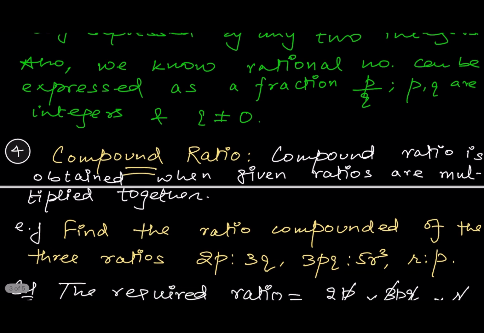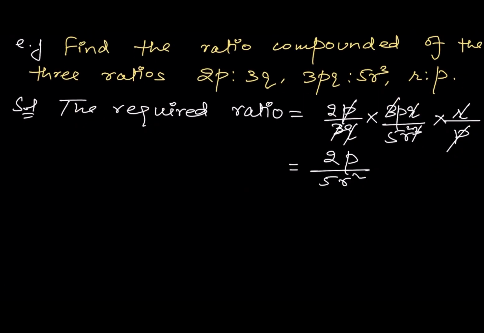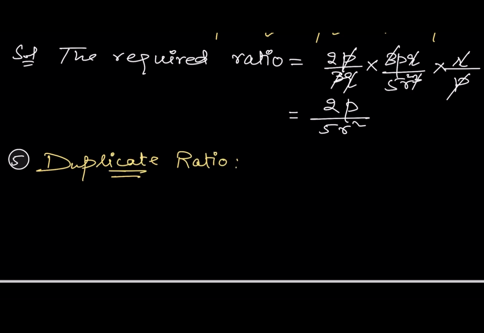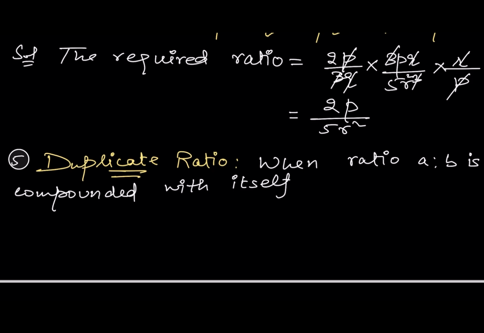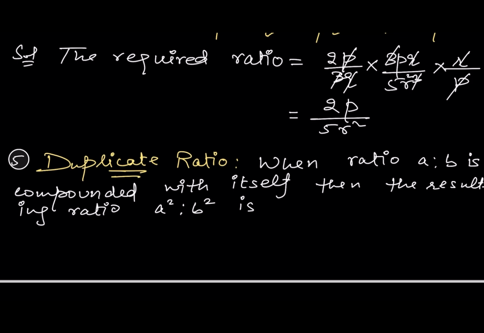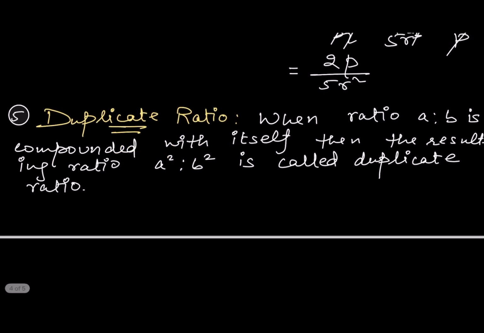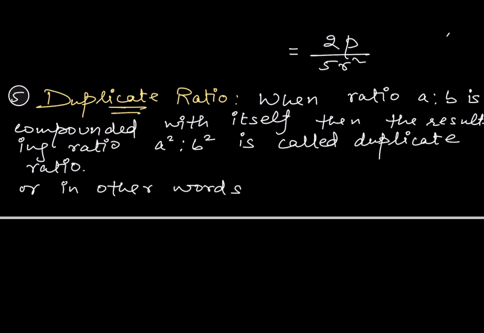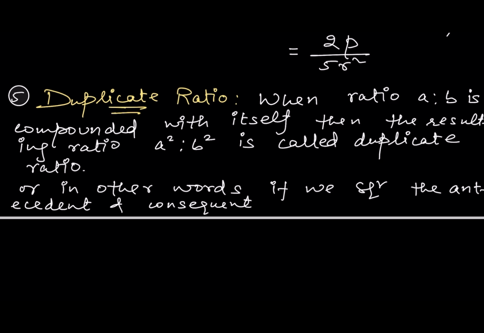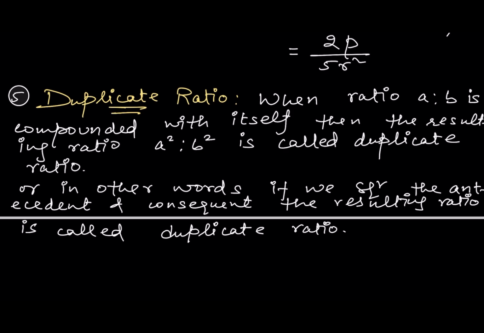Next, point number 5, duplicate ratio. When ratio a is to b is compounded with itself, then the resulting ratio, that is a square is to b square, is called duplicate ratio, right? Or in other words, if we square the antecedent and consequent, the resulting ratio is called duplicate ratio, right?